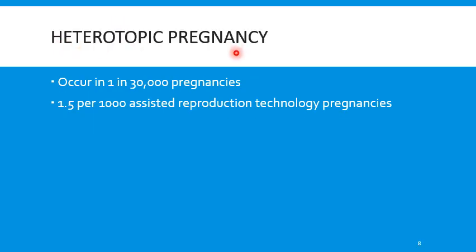Heterotopic pregnancy is a rare event occurring in 1 in 30,000 normally conceived pregnancies, but the incidence is 1.5 per thousand in assisted reproduction technology pregnancies.